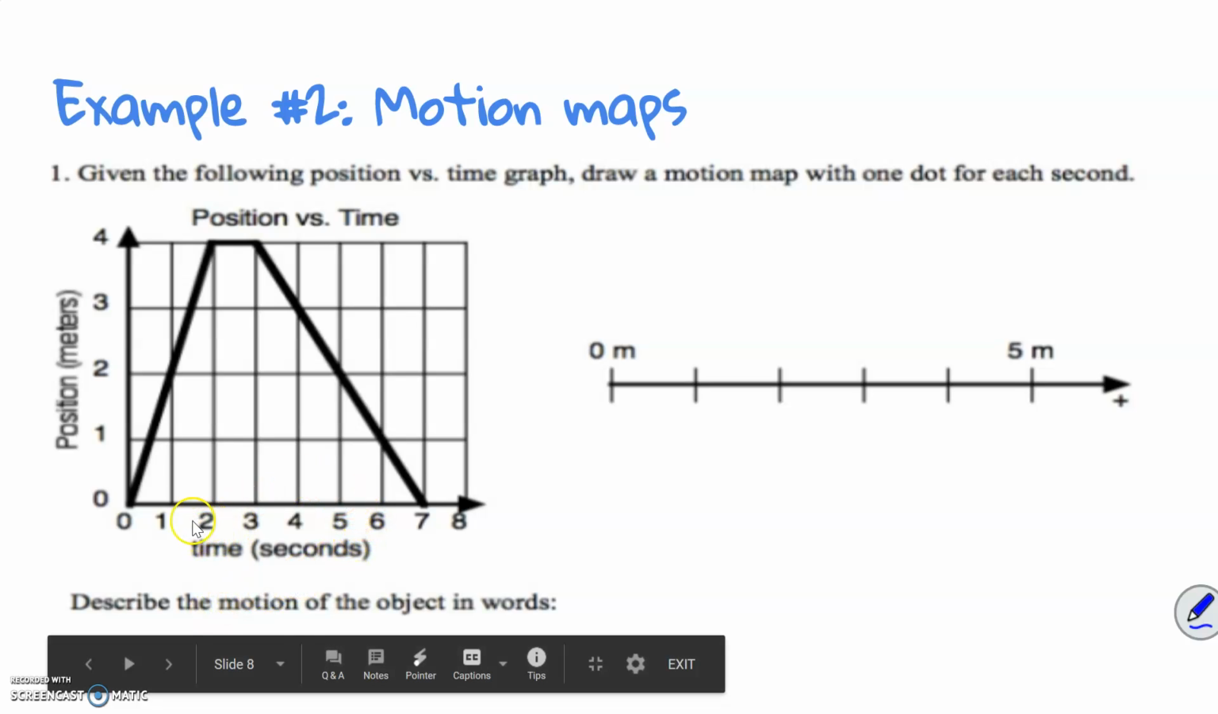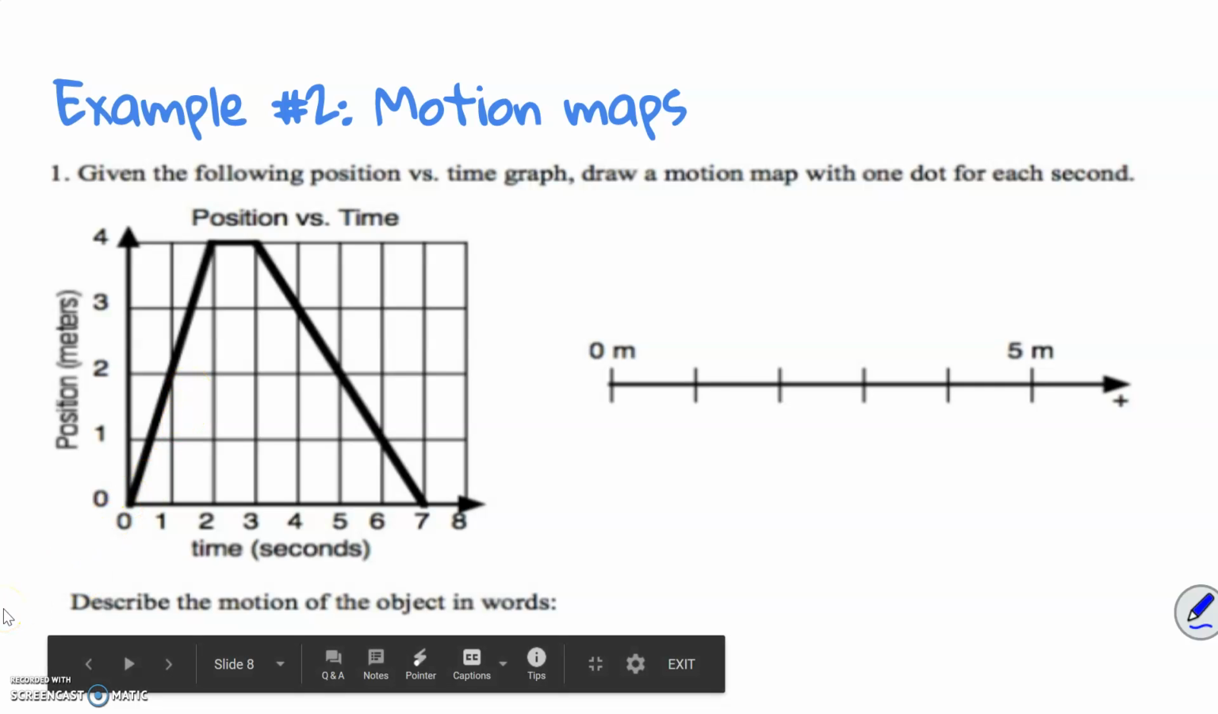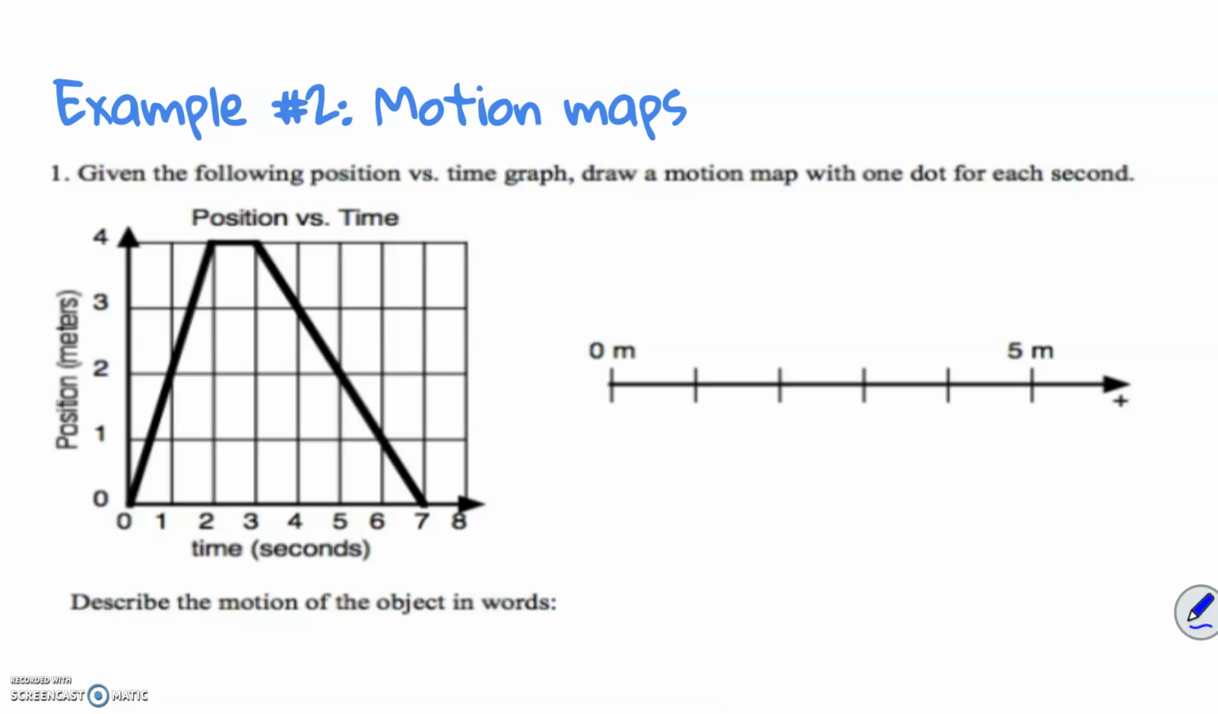So the first one that we're going to look at is example number 2 on this motion map. We are given a position time graph, and you should be able to transition that into a motion map and then be able to give a verbal description. So we're going to start with this.